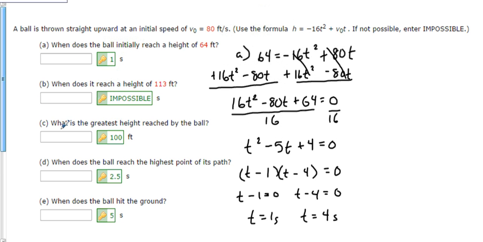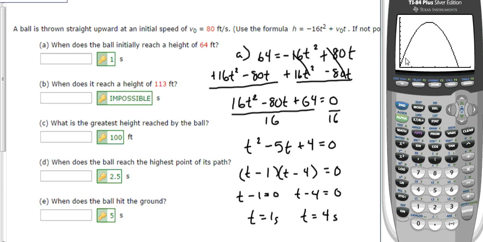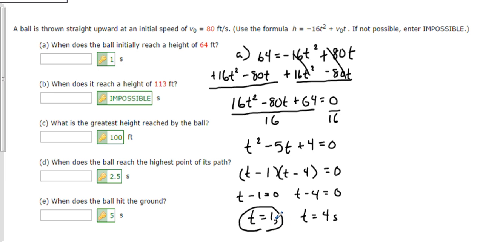Notice on the answer, there's only 1, and it says 1 second. Now, the reason is, let's go back to our graph here. Remember that we said this is the path that the ball will take. After 1 second, we found that it will be at a height of 64. It's going to be a little higher at 2 seconds. It's going to reach a maximum height somewhere in here, then it's going to start to come back down. So when it initially reaches 64 is after 1 second. It gets back to 64 feet after 4 seconds, but the key word here is initially, so that's why our answer is 1 second.